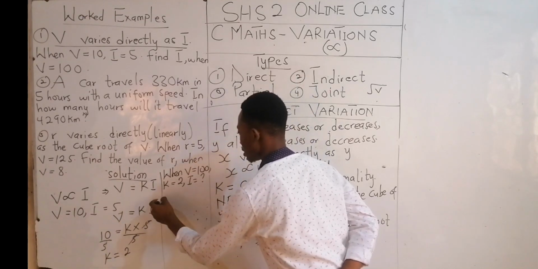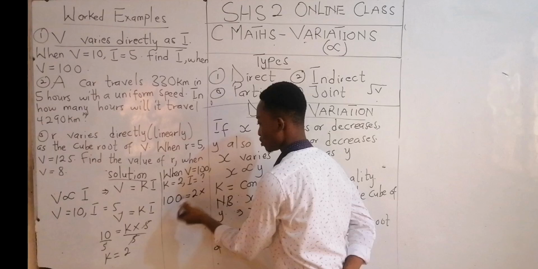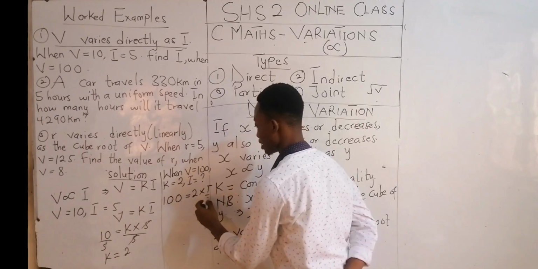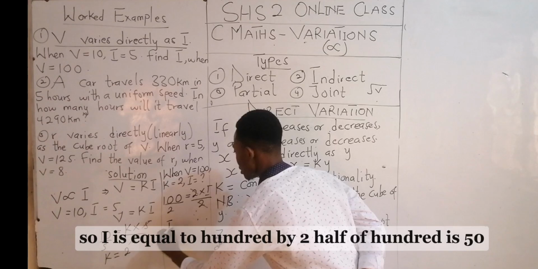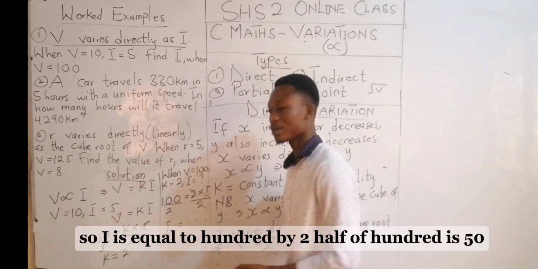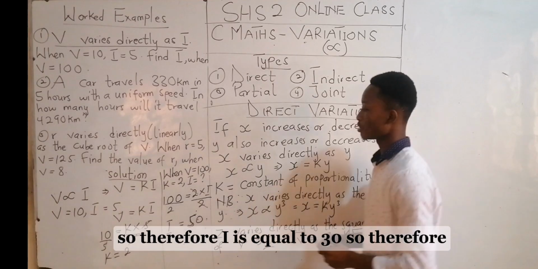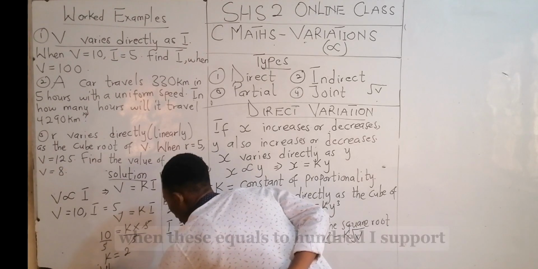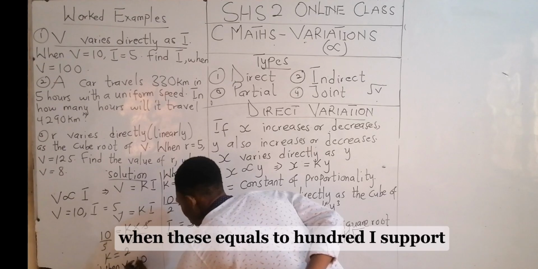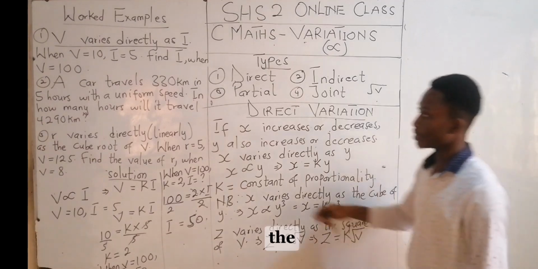So V is 100. So 100, replacing the V, equals K, which is 2, times your I, which you don't know. So we want to find I, we divide both sides by 2. So I is equal to 100 by 2. Half of 100 is 50. So therefore, I is equal to 50. So we say therefore, when V is equal to 100, I is equal to 50. And then you are good to go. Let's go to the second one.